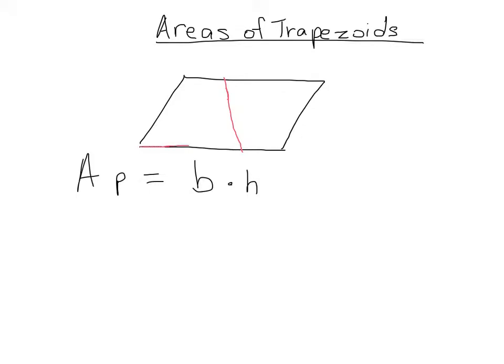So I'm going to outline one of our trapezoids in red. I'm going to outline the other trapezoid in blue. And it's my intention, I know it's not perfect, but it's my intention that those two trapezoids are congruent to each other.